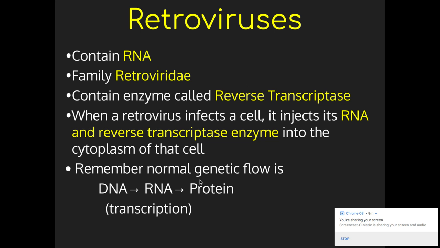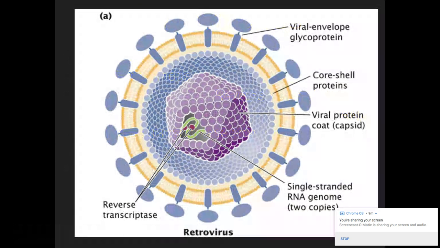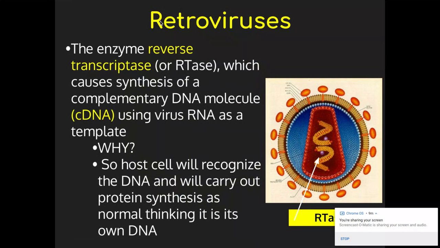Okay, so you remember the normal genetic flow or central dogma is DNA to RNA to protein. Okay, so the host cell only recognizes DNA. So this virus, whenever it enters, has RNA. So it's got to convert its RNA back to DNA so the host cell can go through transcription and translation like normal, thinking it's making its own proteins, but really, in fact, it's building up the virus. Okay, so we call that enzyme reverse transcriptase or RTase. Okay, so it literally just makes RNA into DNA, and then the host cell will carry out normal central dogma.